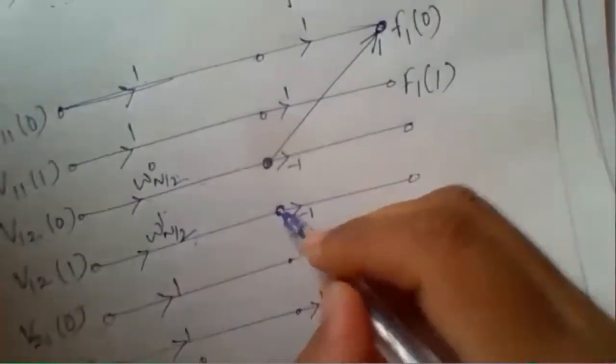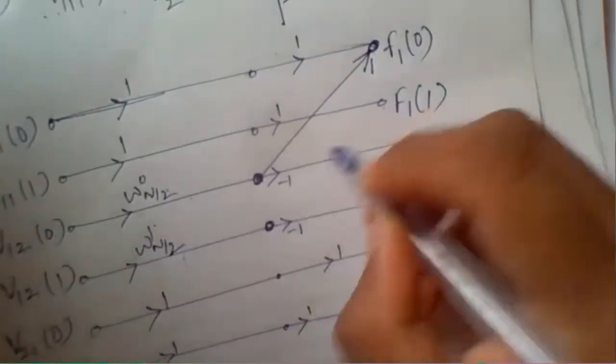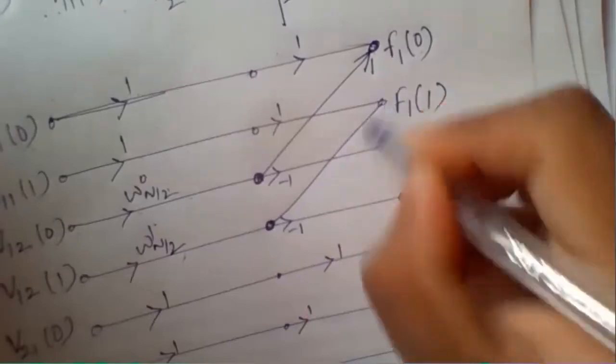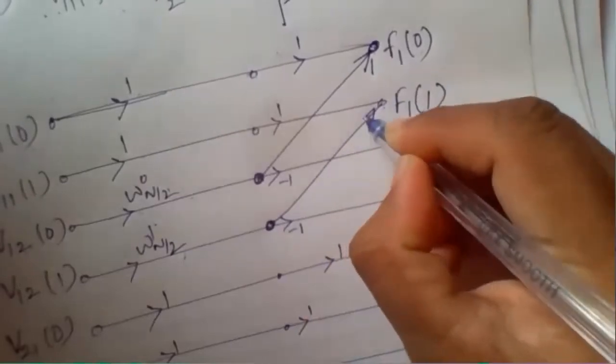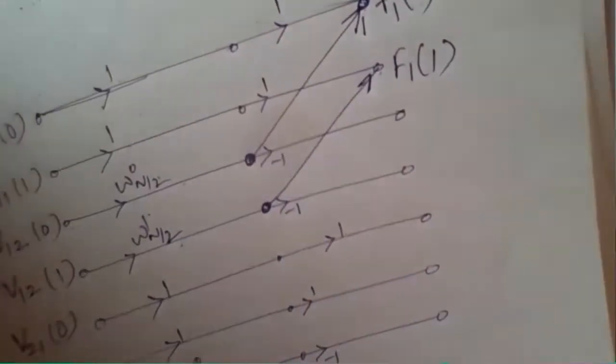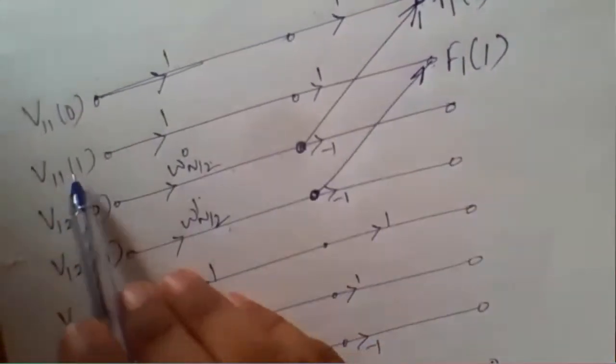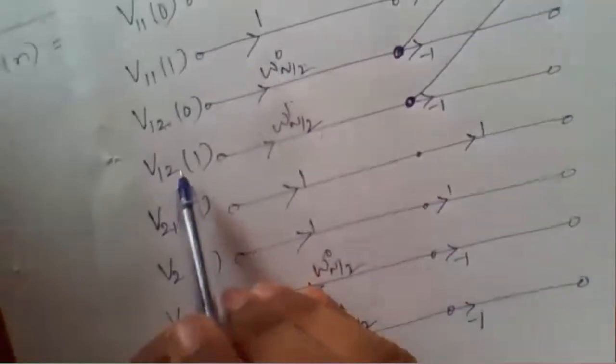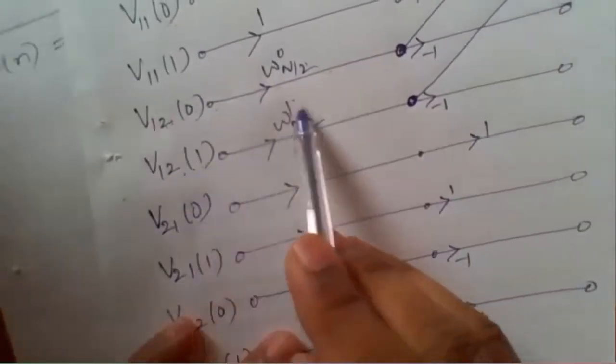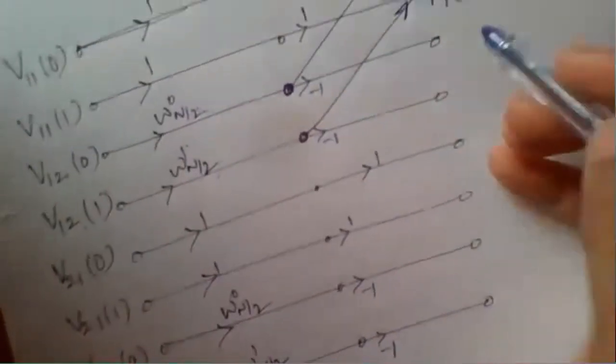So from this you will have to connect and write this arrow. So f1 of 1 is the sum between v11 of 1 and v12 of 1 multiplied by w raised to 1. So two signals are open. Now these two are additions, it is okay.